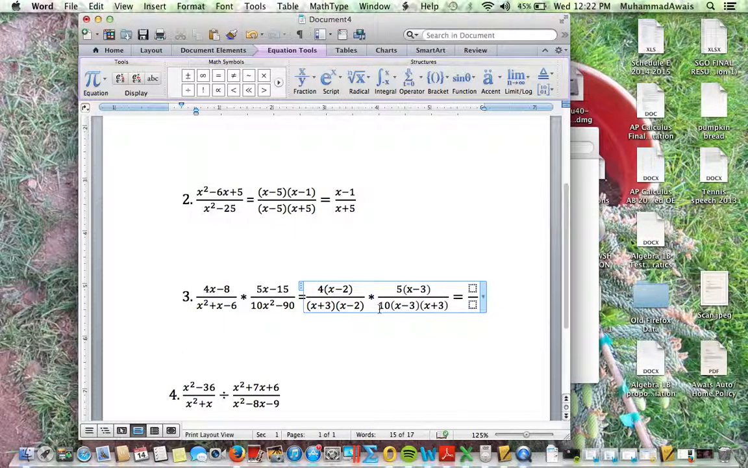And so let's take a look. The 5 and the 10 became a 1 and a 2. The 4 and the 2 became a 2 and a 1. So the only thing I'm left with on top is a 2. This x minus 2 cancels with that x minus 2. We already took care of the 5. And this x minus 3 cancels with that x minus 3.